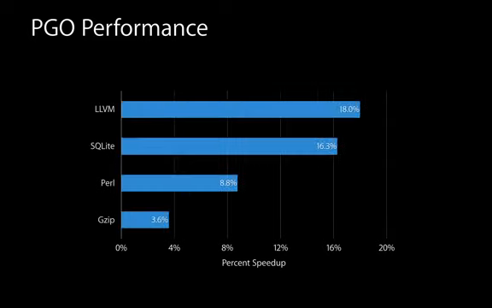And PGO gives us speed ups ranging from about 4% all the way up to 18%. So not all apps will benefit this much. It really varies depending on the app. But clearly, there's a lot of potential here.